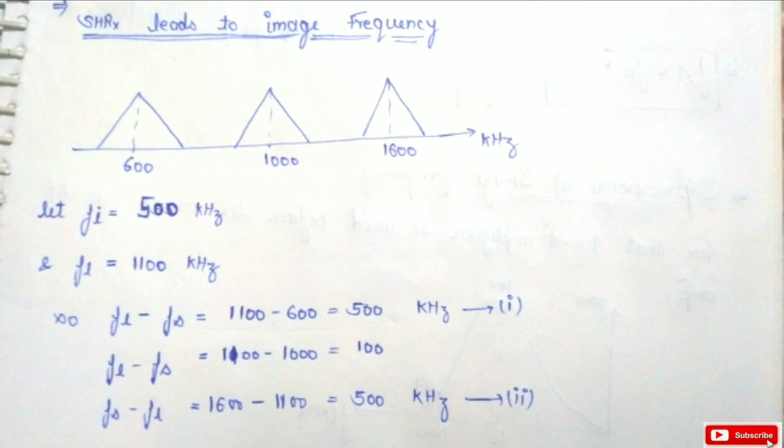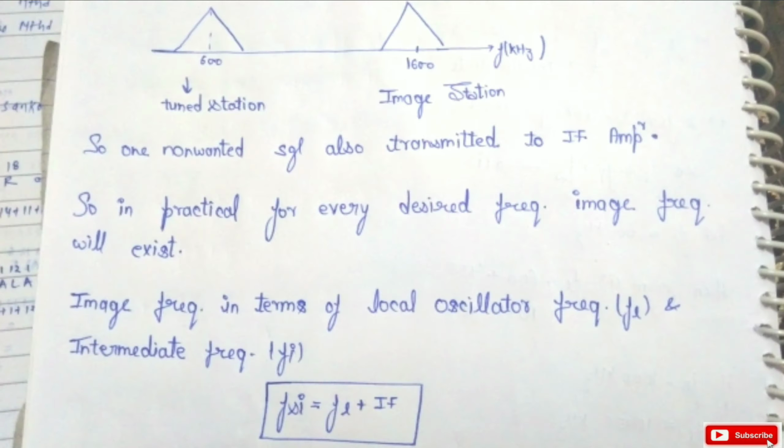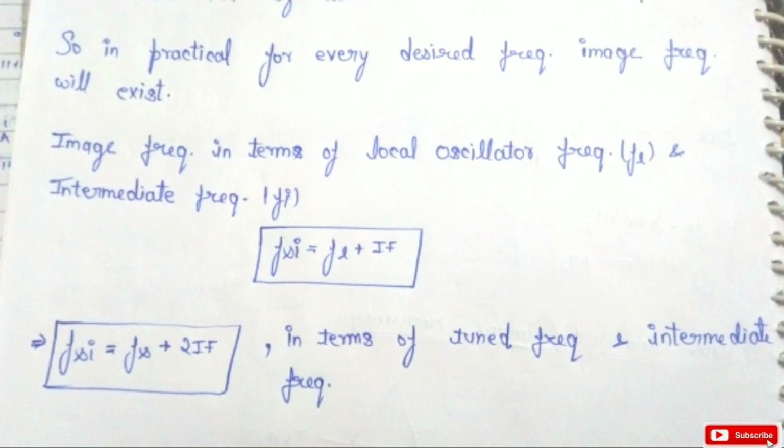As we want to select only the 600 kHz signal, but instead of the 600 kHz station we are also getting the 1600 kHz station. This 1600 kHz station is called the image frequency or image station, and the station that we want to select is called the tuned station or tuned frequency. So the unwanted signal is also transmitted to the IF amplifier. In practice, for every desired signal an image frequency will exist.